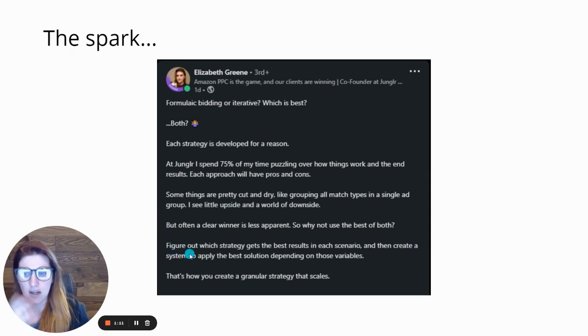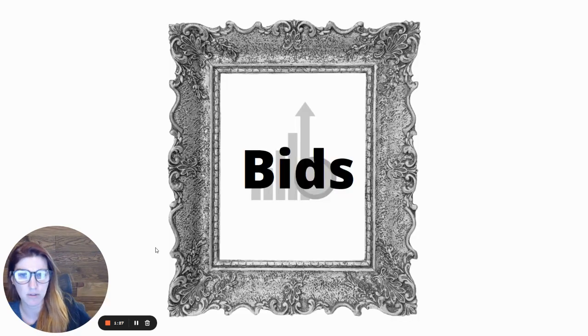So my thinking on bidding is we need to figure out what strategies get the best results in each scenario, and then create a system that helps us apply the best solution depending on those variables. So that's the idea we're going to be going through.